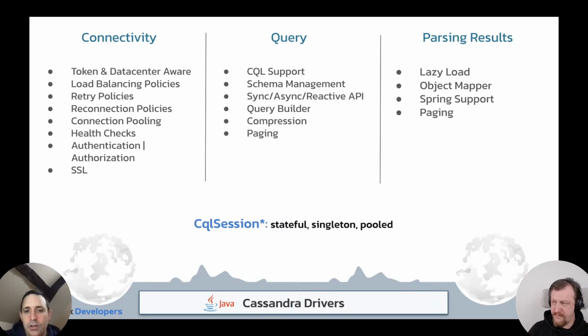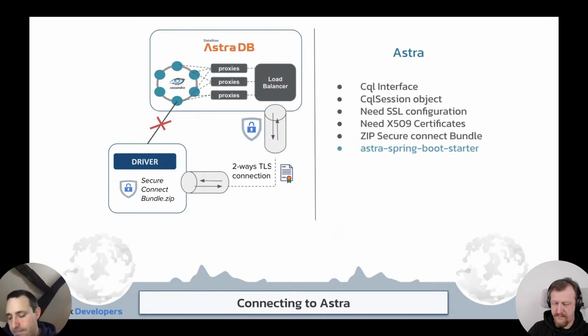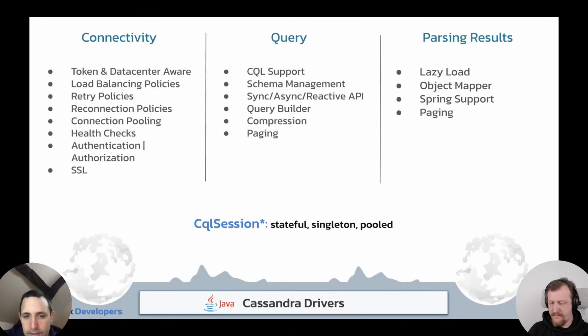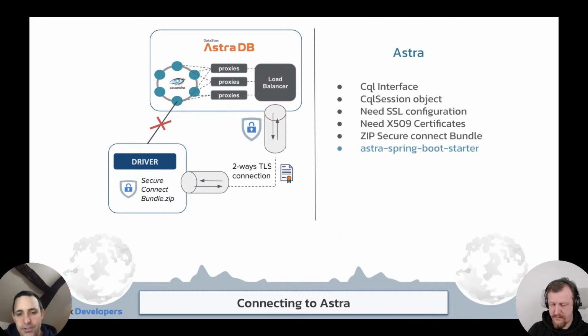I told you we will use Spring Data. Just one word on this slide. To connect to Astra, it's just a little bit different from connecting to OSS Cassandra because it's a web-based Cassandra. So you need to secure the connectivity between you and Astra, and you need some certificate and some strong SSL settings. All the settings are part of a zip file that you can download from the Astra user interface.